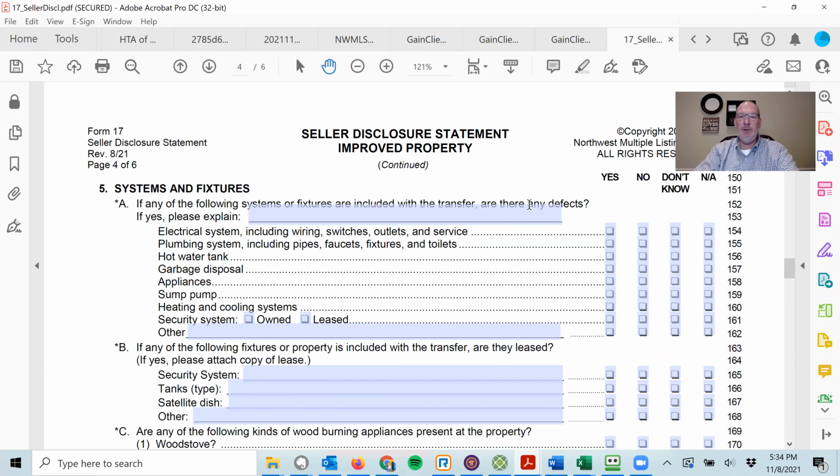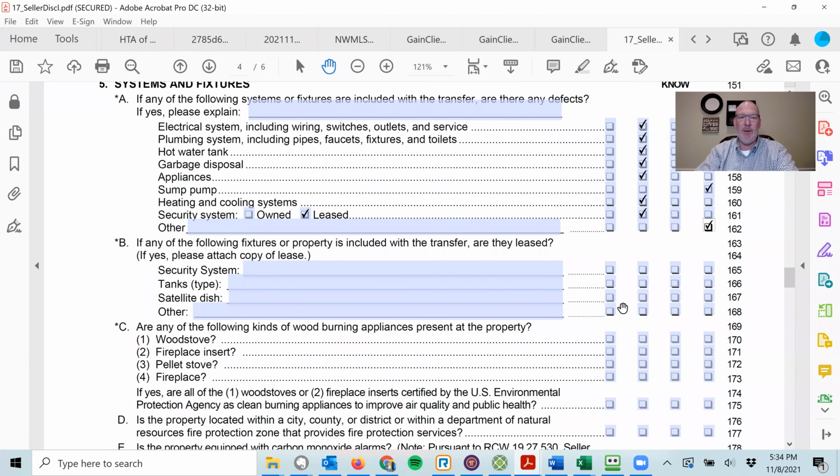If any of the systems are included in the transfer, are there any defects? Electrical? No. Plumbing? No. Hot water tank? No. Garbage disposal? No. Appliances? No. Sump pump? Maybe that's NA. There isn't one. Heating and cooling system? No defects. Security system? Maybe it's NA. Maybe it's not because we have one, but it's not defective. But if we have one, we then need to say, do you own it or do you lease it, right? So we could say leased. Under other, check NA. You don't want to have any question that doesn't have an answer. If any of the following fixtures are included with the property, are they leased? In our example, yeah. We said the security system was leased.